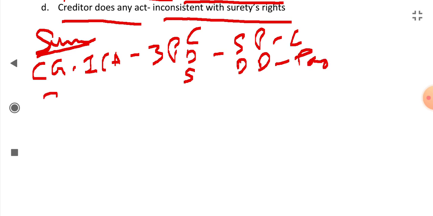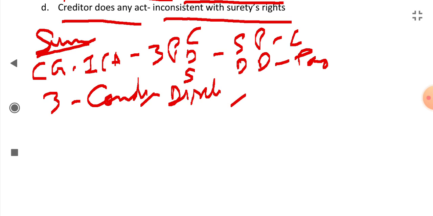Okay, there were three essentials. There should be some consideration in the transaction. Second one was all material facts must be disclosed to the surety. Third was the contract can be oral or written. Okay. Next thing was the nature of liability of surety. What was the nature of liability?